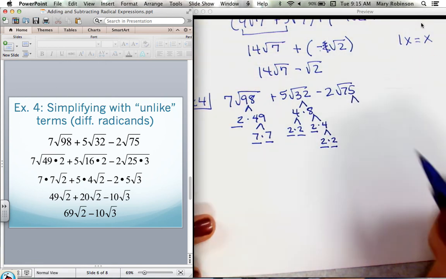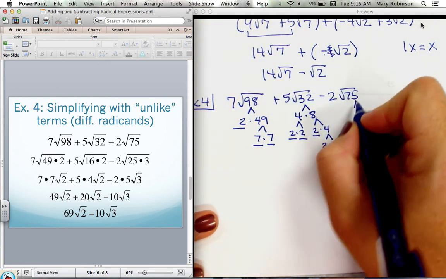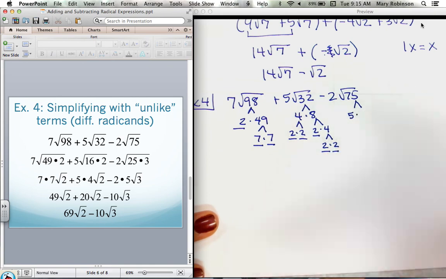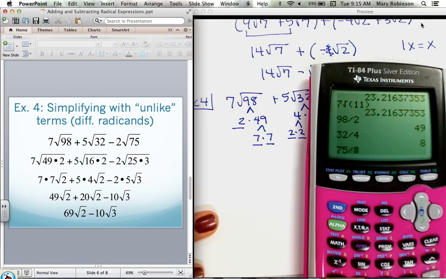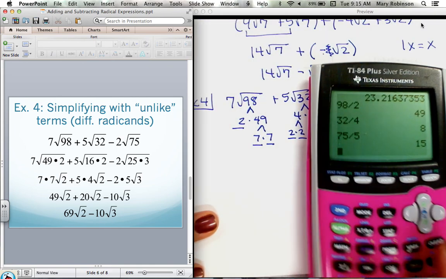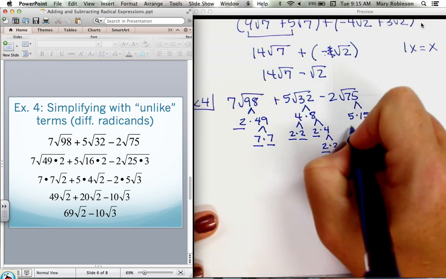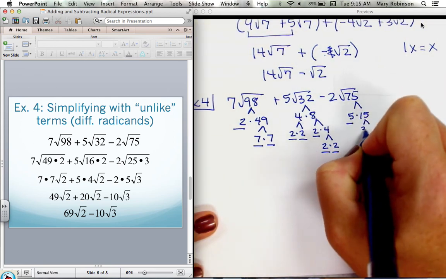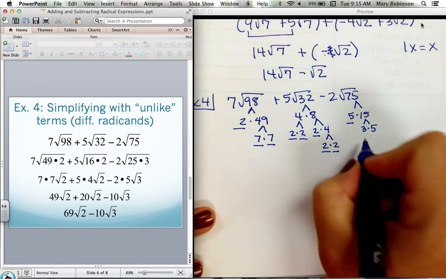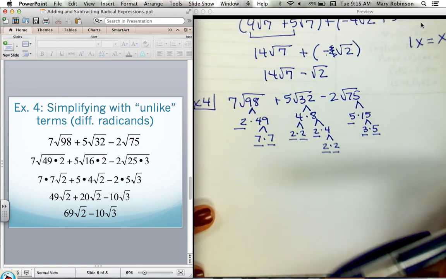Lastly, we'll break down the square root of 75. It is divisible by 5. So 75 divided by 5 is 15. Or, of course, you could do 3 times 25. That would be fine as well. 3 times 5. So now I'm done completely factoring these.